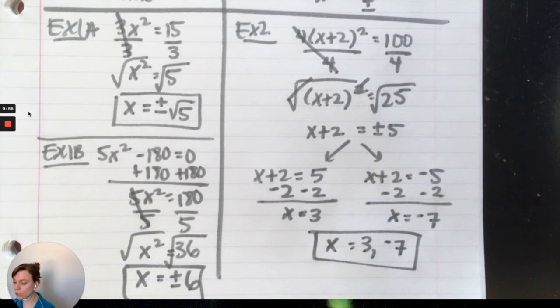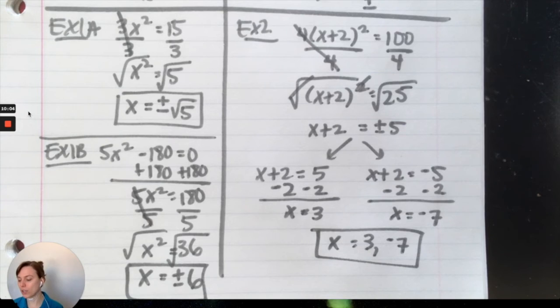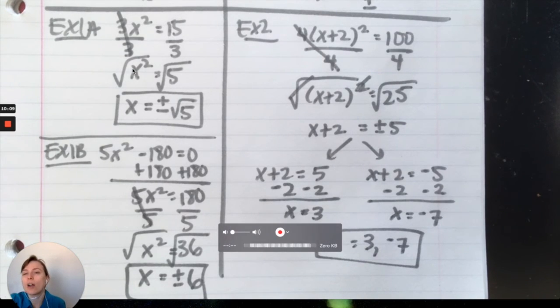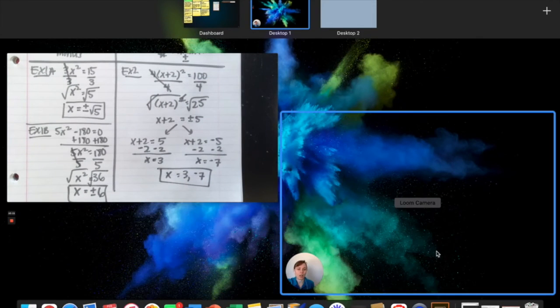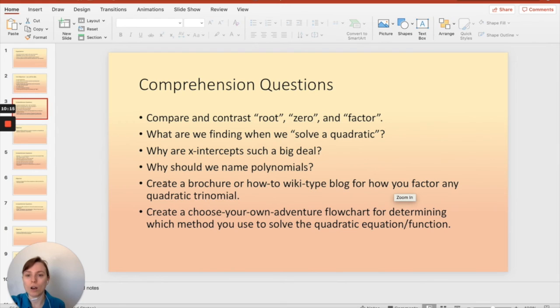Now go back to your graphing quadratics, solve quadratics by graphing, and see what do these x's all represent on a graph. Why would they be helpful to know, and why do we even want to use this? Why is this strategy better than graphing? And I want you to go get, there we go. So, comprehension questions: why are x-intercepts such a big deal? And then start thinking about your brochure or how-to wiki type blog for how you would factor. That's going to be coming up next.